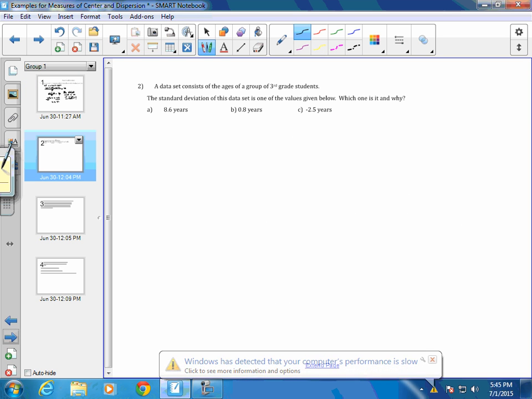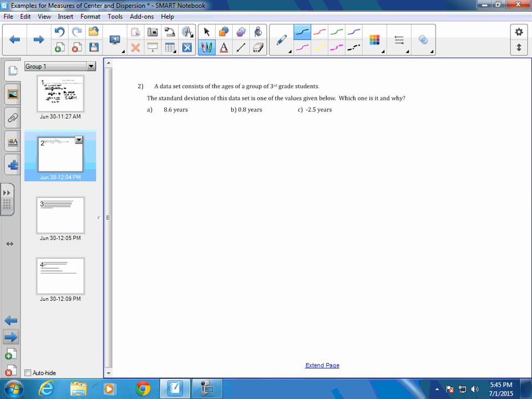Okay, number 2. A data set consists of the ages of a group of 3rd grade students. The standard deviation of this data set is one of the values given below. Which one is it and why? Okay, let's not even look at the choices yet. Let's think about what the ages of a 3rd grade group of students are going to be. 3rd graders are all very close to the same age.